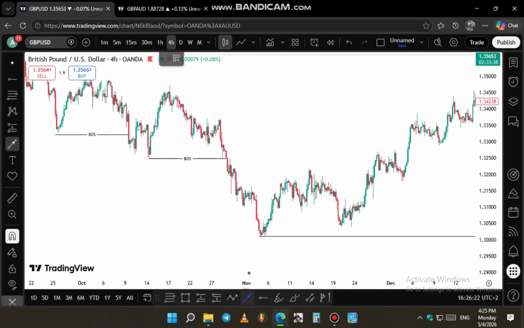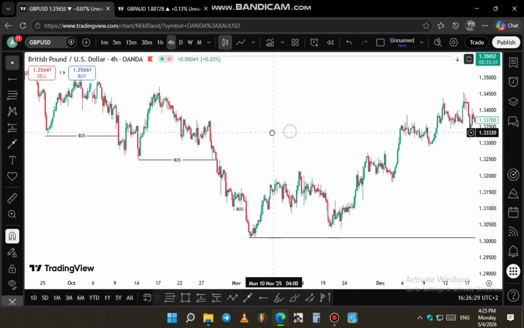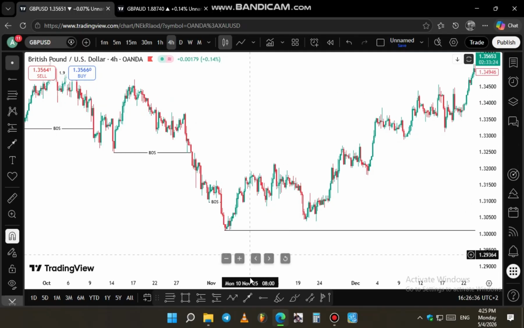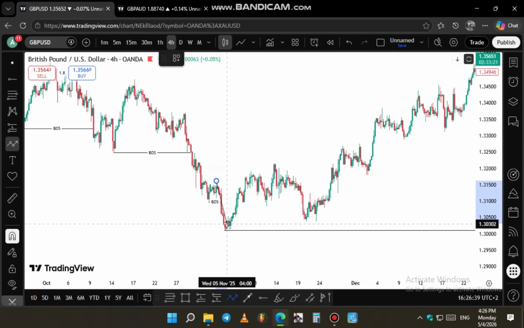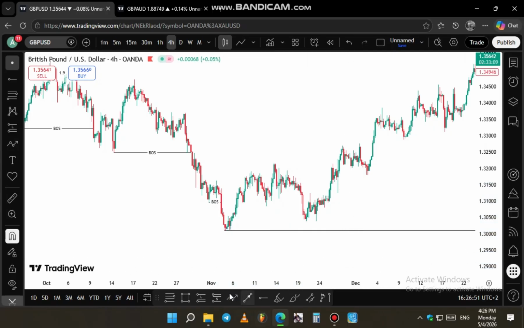And here there was also a smaller, small BOS. I hope it's a 1-hour time frame break of structure. So as you can see, when the price arrived to these areas, there was a shift because it didn't continue moving downwards. When price reached here, a shift took place here.